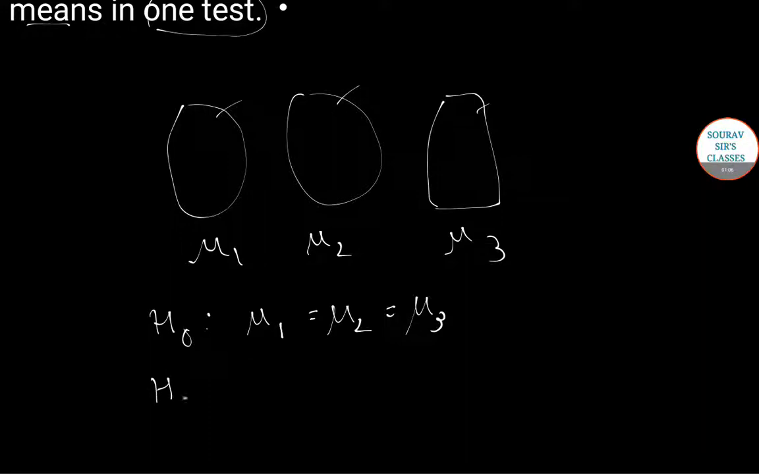This hypothesis is called the Null Hypothesis, and we will test this hypothesis against the alternative hypothesis that not all the population means are equal. That is, there exists at least one pair of means which are significantly different from each other.